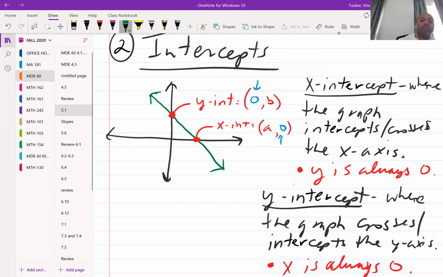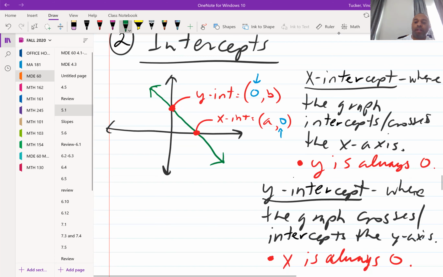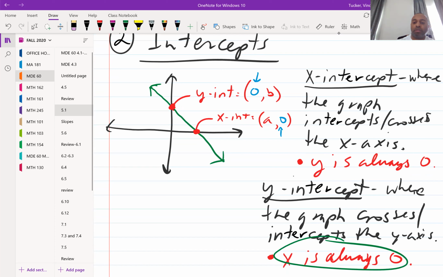Characteristic of all x-intercepts is that y is always 0. Characteristic of all y-intercepts is that x is always 0. All right, so I'll give you a chance to write that down.